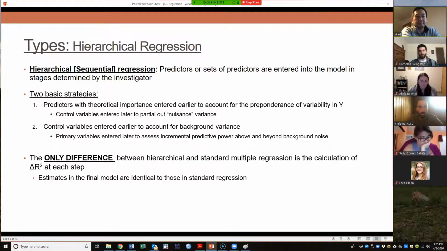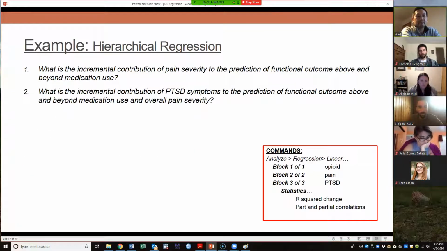Okay. So for example, let's still use the same data set, and this isn't a great example. Generally what we would do with a hierarchical regression is have a set of variables at each step, right? So two variables at step one, an additional two at step two, and maybe three at step three. But to keep within the same data set, I just use the same thing. So we're going to put opiate use in block one, add pain in block two, and then add PTSD in block three.